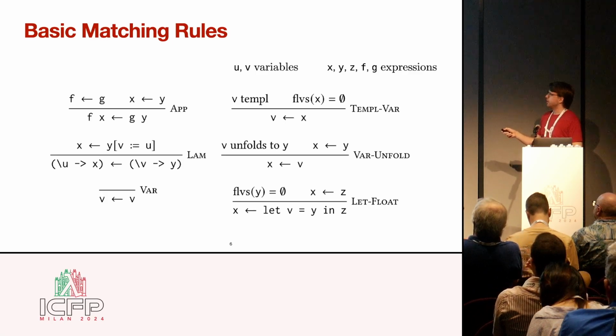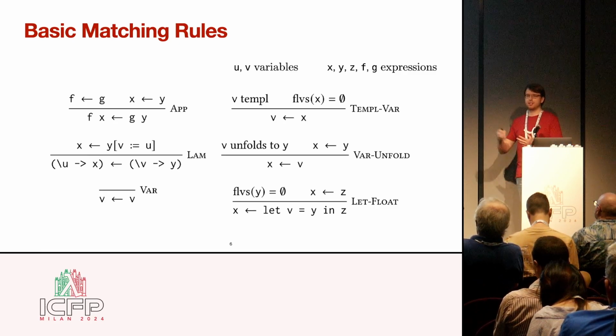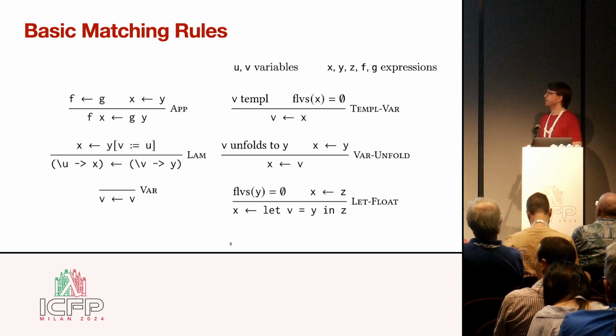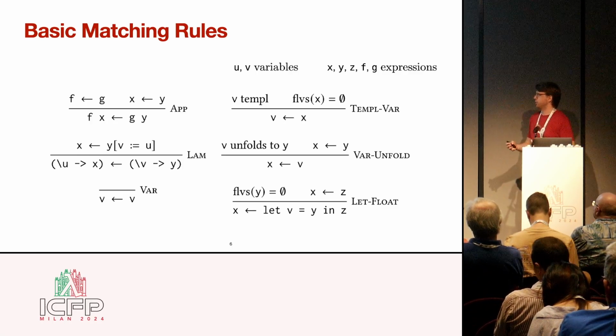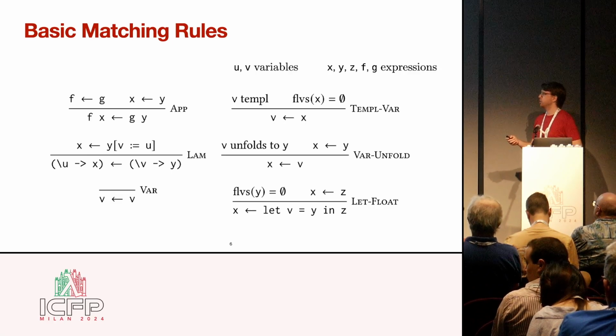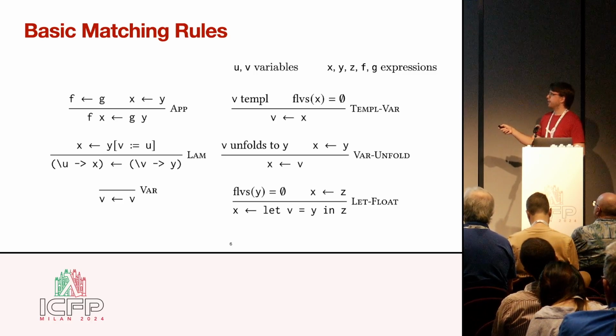In the middle on the right is the unfolding rule. So we might be matching and in our program see a variable, but we still have some larger template that we want to match, which is not just a variable. Then we can look at the unfolding, so at the definition of this variable, if it is available, and we can continue matching on that unfolding.